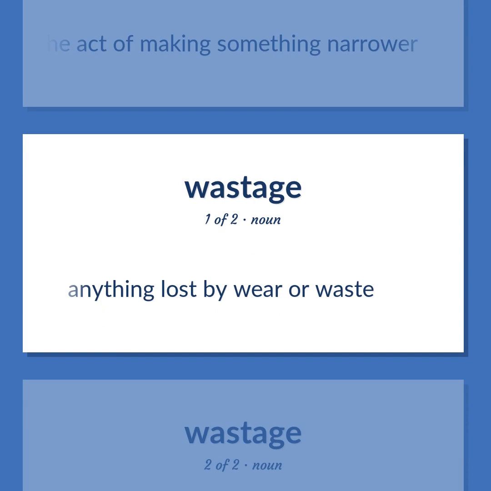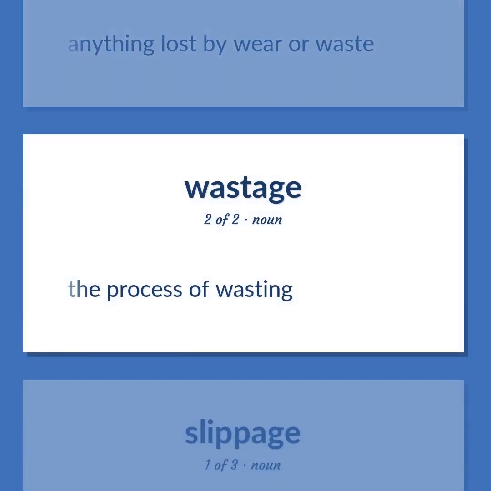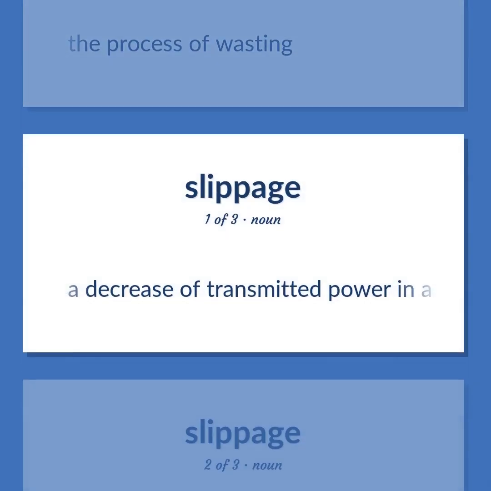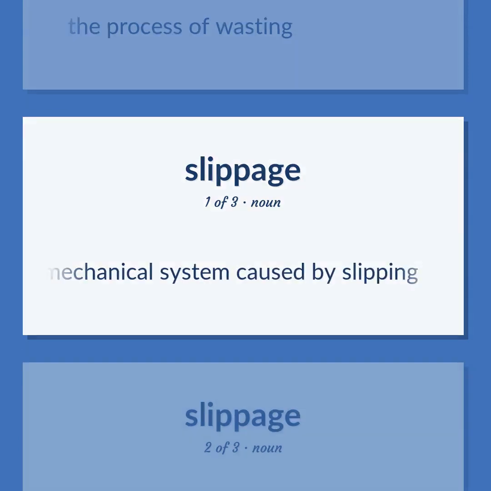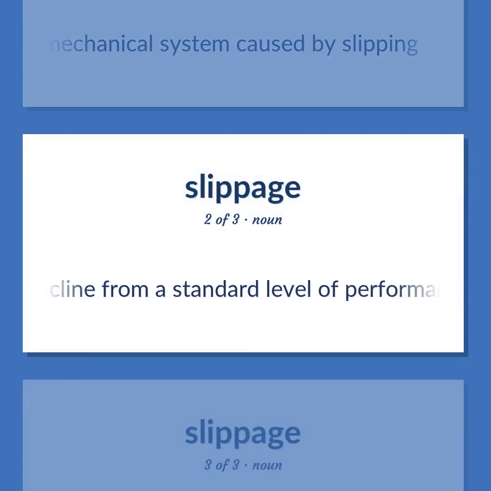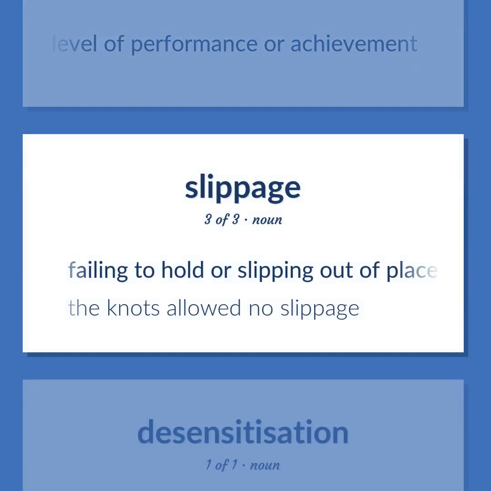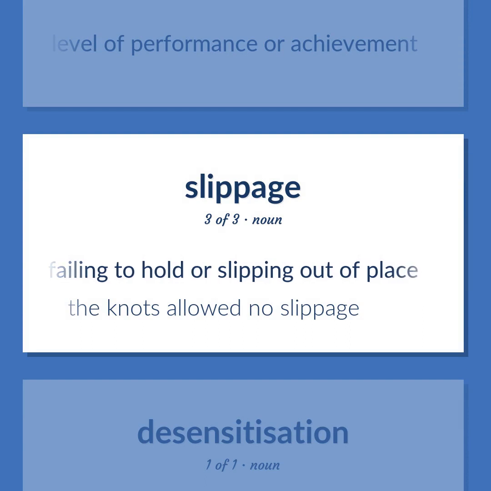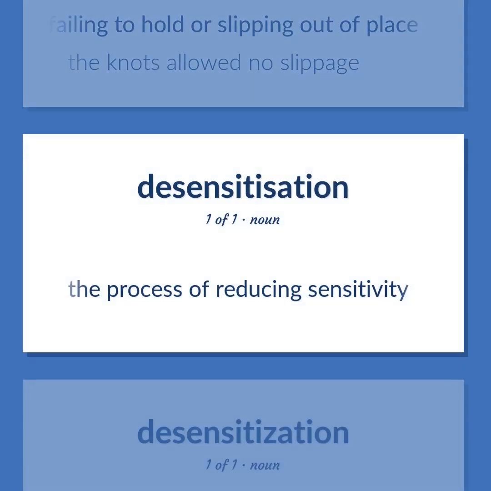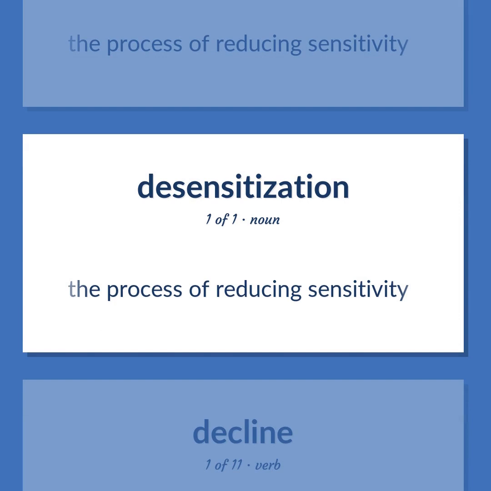Anything lost by wear or waste. The process of wasting. A decrease of transmitted power in a mechanical system caused by slipping. Decline from a standard level of performance or achievement. Failing to hold or slipping out of place. The knots allowed no slippage. The process of reducing sensitivity.